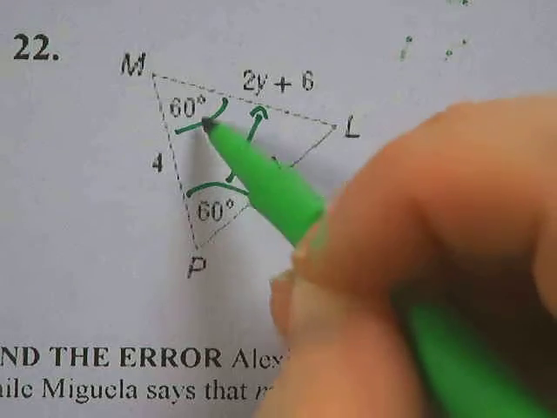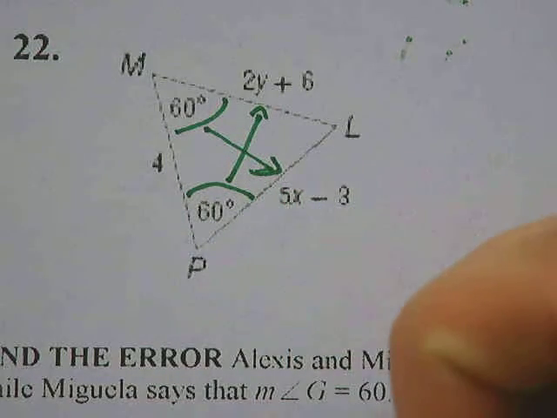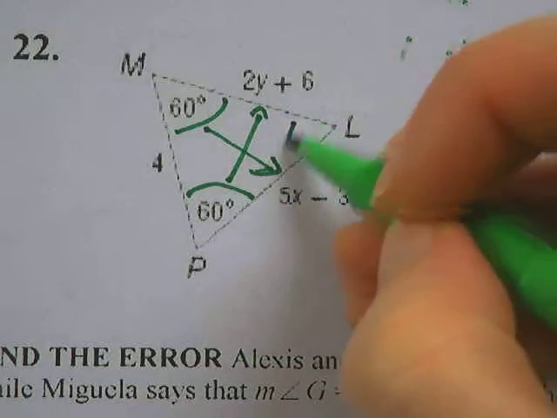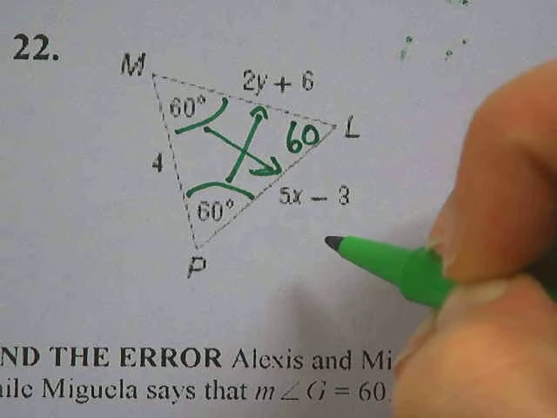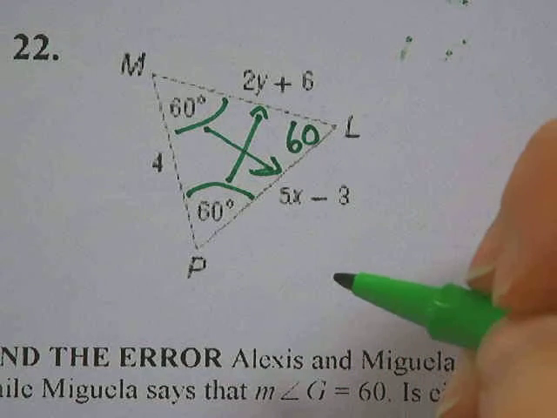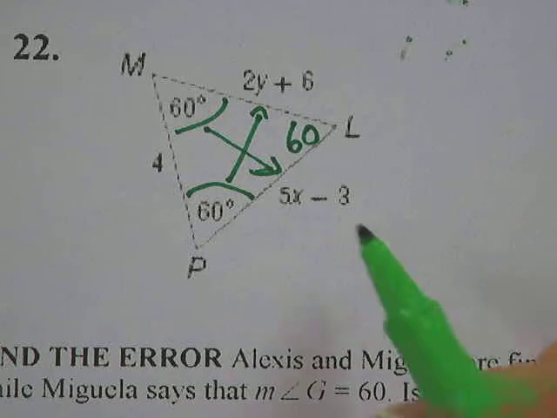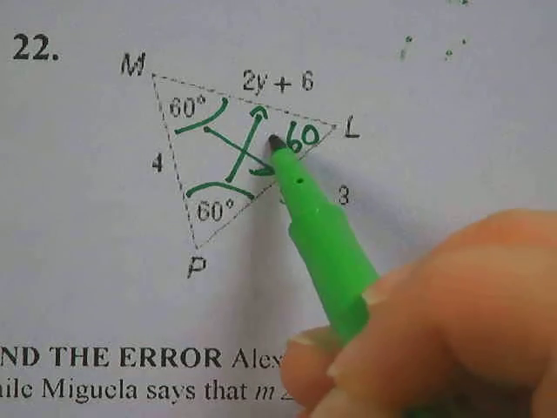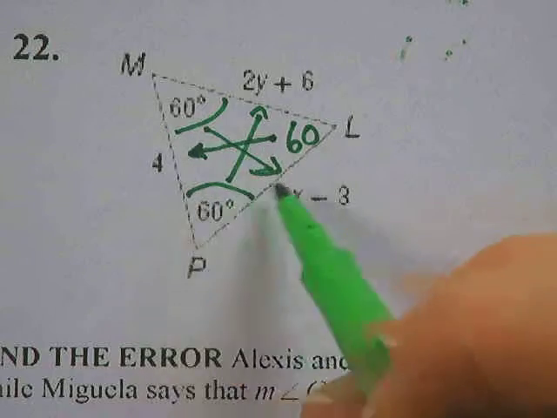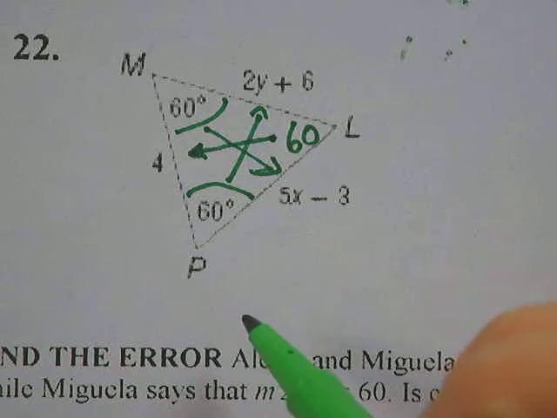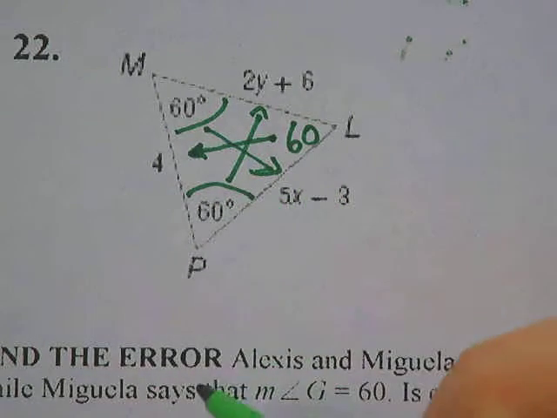So since these are both 60 and the angles of a triangle add up to 180, that tells us that this third angle over here is also 60. It's an equilateral triangle and an equiangular triangle as well. So that means that since they're all across from 60-degree angles, all three of these sides are the same.